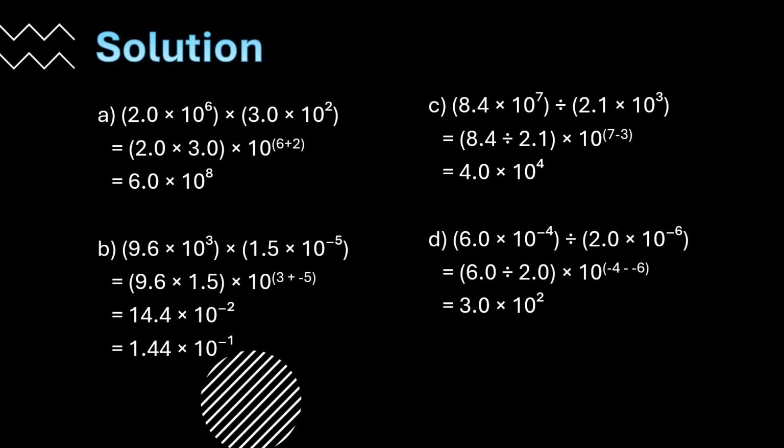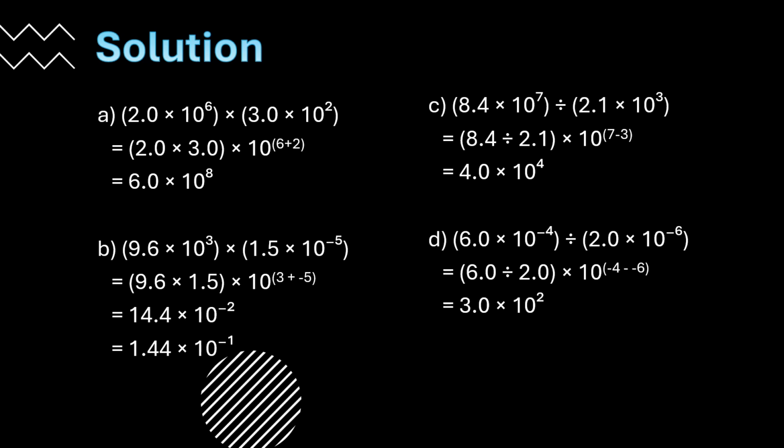Now in letter C, what we have here is 8.4 times 10 to the 7 divided by 2.1 times 10 to the 3. All right. Now, as I've said, the rule of dividing the two numbers is to subtract the two exponents. Now, in this case, we have 7 and 3. That is why we have 7 minus 3, because this is division. And we're going to divide the coefficients, the 8.4 and the 2.1. So 8.4 divided by 2.1 times 10, and the exponent 7 minus 3. So that is why our final answer is 4.0 times 10 to the 4.